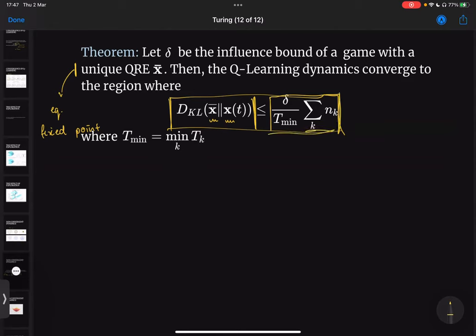upper bound, okay? So what we're saying is that for any given temperature or any given exploration rate, we can't tell you that the system is going to converge to a fixed point, but we can define a neighborhood, loosely speaking, around the equilibrium that the Q-learning dynamics are going to converge to, okay? And what's interesting about that is that the size of the neighborhood depends on the temperature. So if we increase the temperature, the size of this neighborhood ends up decreasing.